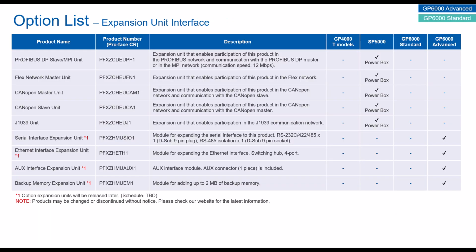Moving on, here's a list of the optional interfaces between the SP5000 models and the GP6000. So you can see there's no crossover at all, essentially, from the Profibus module, the Flex Network, CANopen, J1939, etc. Those are not available. But what will be available are those expansion units, which we just discussed.